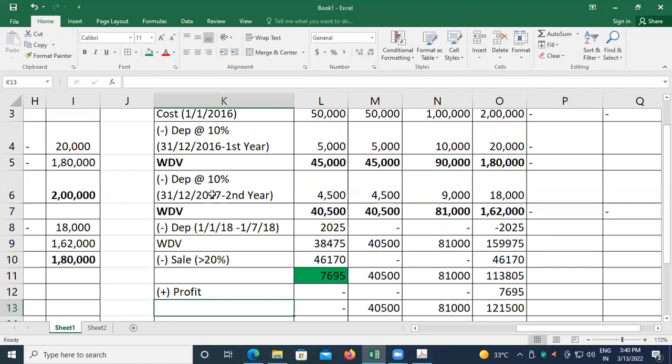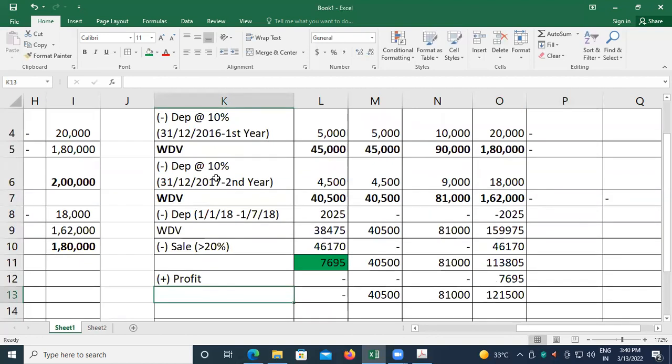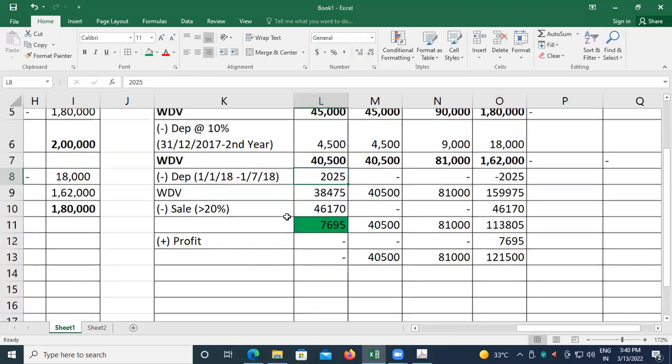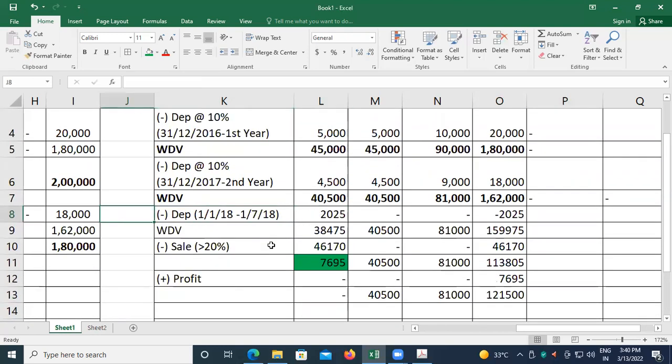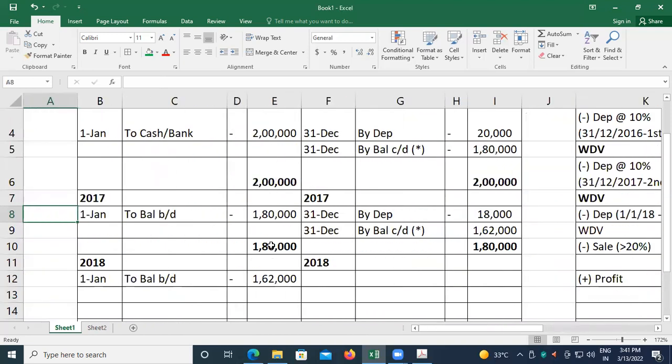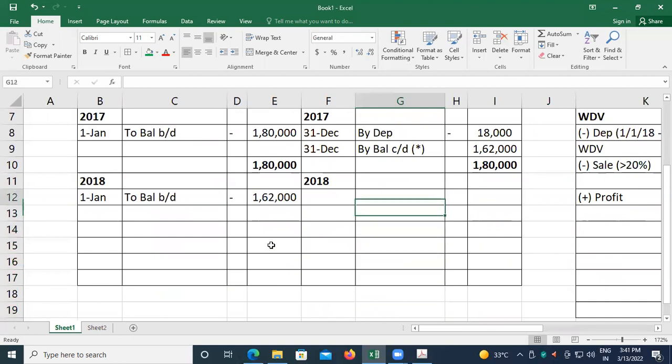Remember, what was the story? First, we have charged the depreciation, which is nothing but the 6-month depreciation till the sale of the asset. How much is it? 2025. So immediately what we should do, we should go to our ledger machinery account and write down here the date we sold the asset, July 1st. So till July 1st, we will charge the depreciation for 6 months. So by depreciation, how much will come here? 2025.